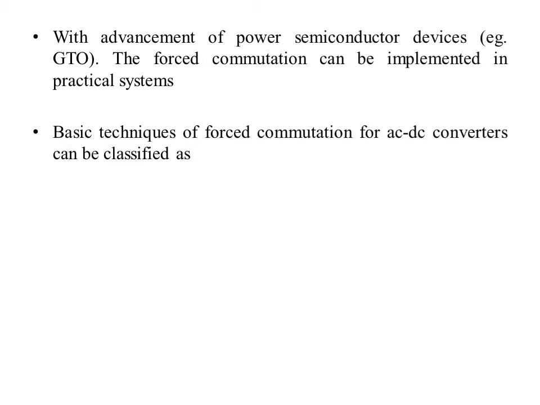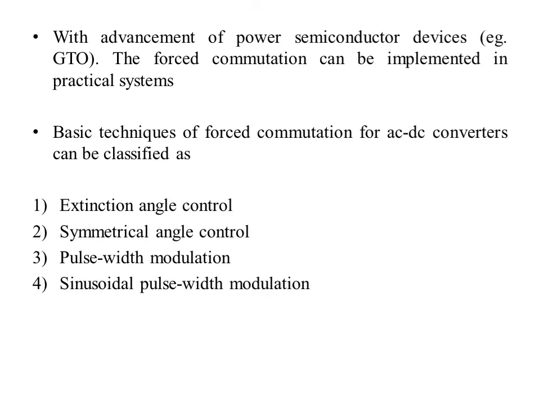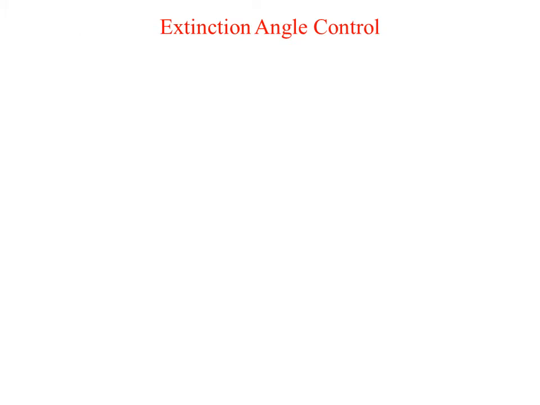The basic techniques of force commutation for AC-DC converters can be classified as: first, extinction angle control method; second, symmetrical angle control method; third, pulse width modulation; and fourth, sinusoidal pulse width modulation. We'll study these four methods in detail. First, extinction angle method.